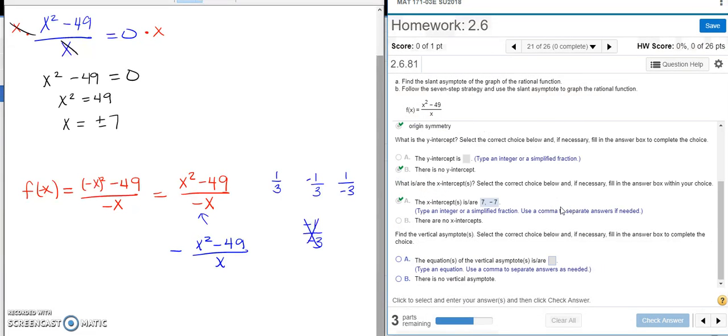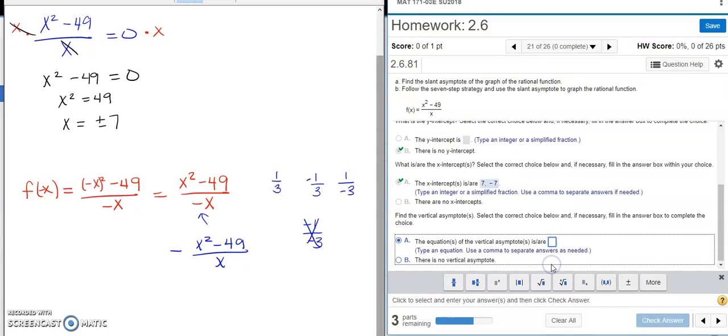Okay? The vertical asymptotes come from whatever x values will make the denominator 0 after you've canceled out anything that might happen to cancel out. But in this one, nothing cancels. So whatever x values will make the denominator 0. In this case, the denominator is just x. So the x value that will make that 0 is 0.